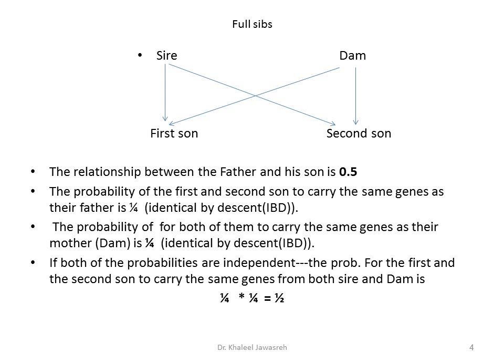They are identical by descent, and the probability of both of them to carry the same genes as their mother is 0.25. They are identical by descent. In both cases, the probabilities are independent, as we discussed previously. For the first and the second son to carry the same genes, the probability from both the sire and dam is 0.25 multiplied by a quarter also, and it will generate 0.5. This is the probability of the two sons, the full sibs, to carry the same genes and be identical by descent.